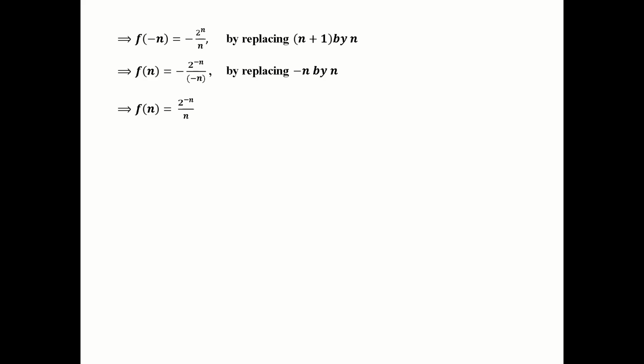Replacing n plus 1 by n, you will get f of minus n equal to minus 2 power n by n. Now replace minus n by n again. So it is equal to minus 2 power n by minus n, so 2 power minus n divided by minus n. Minus into minus cancel, so you will get 2 power minus n by n. That is the required inverse Z transformation.